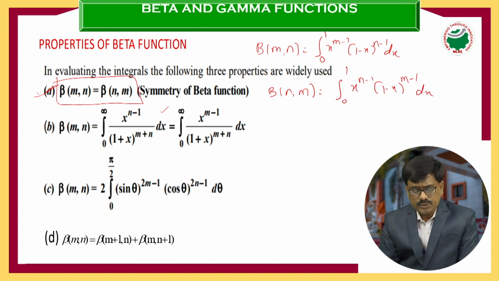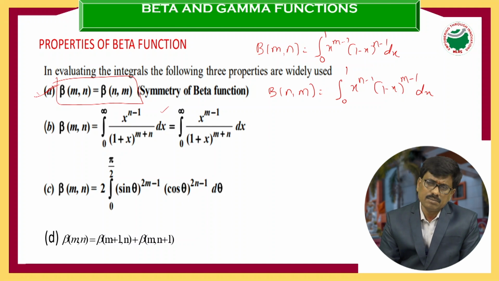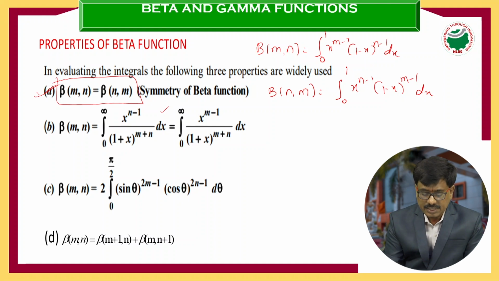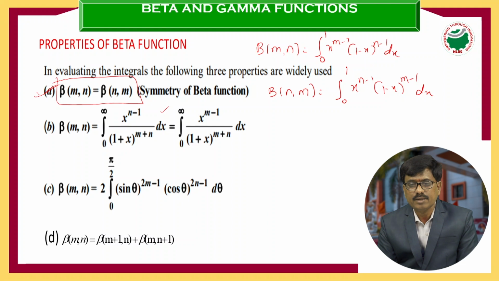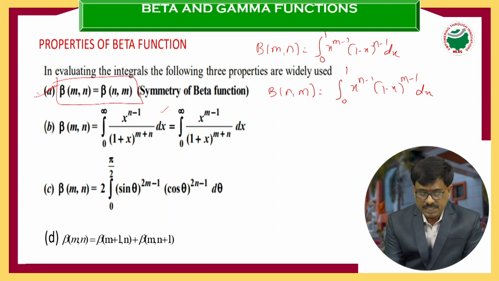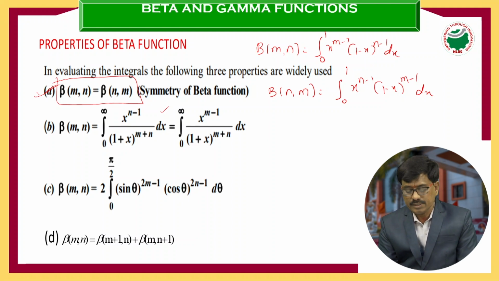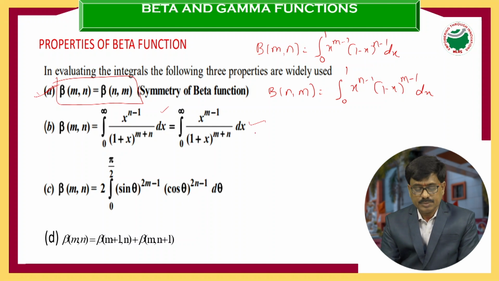As I already told in the first property, m and n are symmetric. I can replace m, I can replace n, interchanging as I like. So the integral from 0 to infinity of x power n minus 1 by (1 plus x) whole power m plus n into dx is also a possibility. I can rewrite it as the integral from 0 to infinity of x power m minus 1 by (1 plus x) whole power m plus n into dx. This is called the integral property of the beta function.